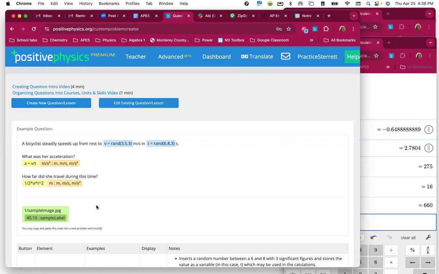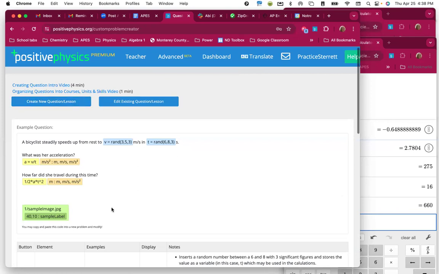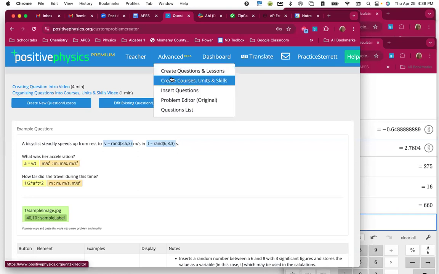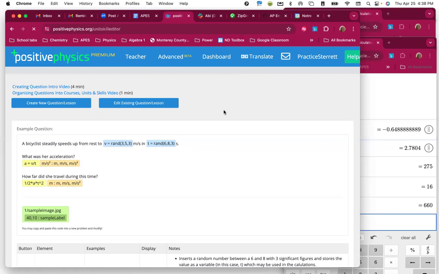And if you go back to the advanced tab, Chelsea, the second one down, create courses, units, and skills. So there's two things you can do there.